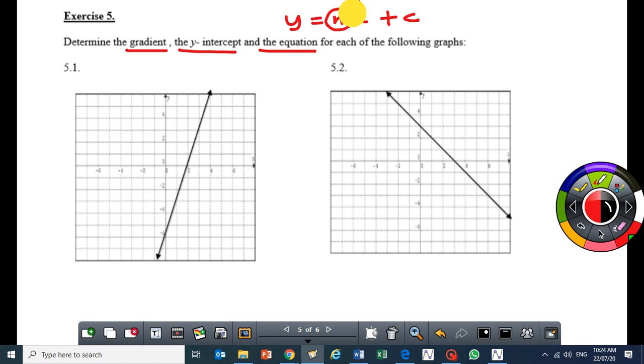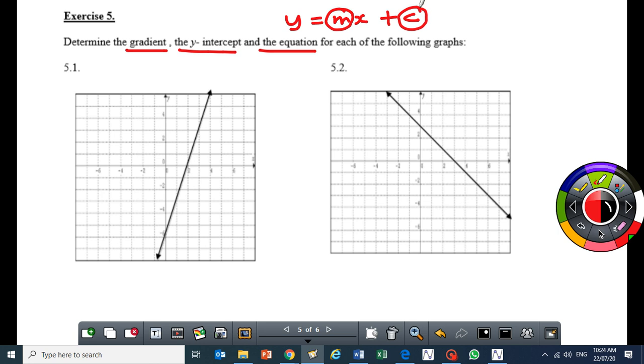So we need to find that. We also need to find that. Now, the good thing is the graph is given, so you can find c from the graph. c is very easy to find if the graph is given, because you just need your eyes. But m is not easy to find. You have to calculate it. So let's start with the first one.